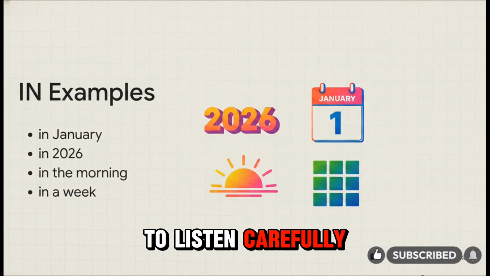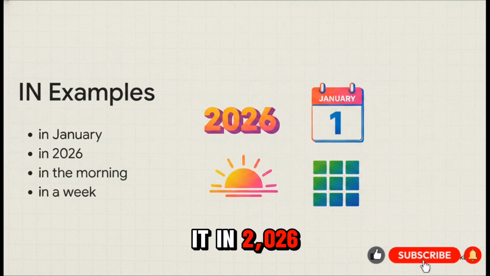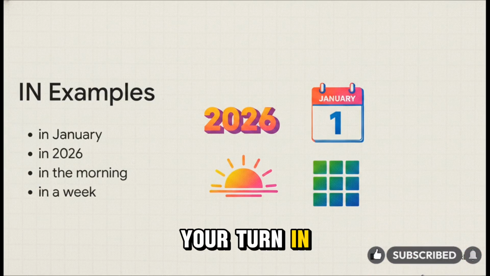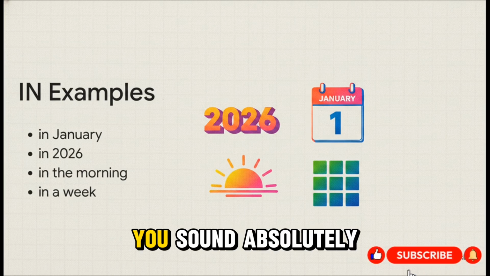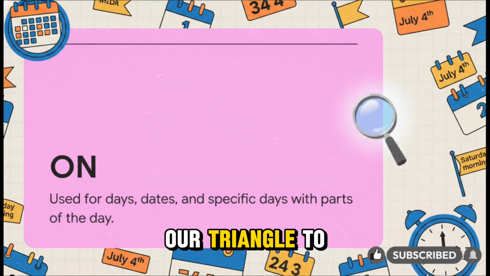I want you to listen carefully and actually repeat after me out loud. Ready? Let's go. In January. Now you say it. In 2026. Your turn. In the morning. Go ahead. In a week. You got this. Great job. You sound absolutely amazing. Okay, moving down our triangle to on.